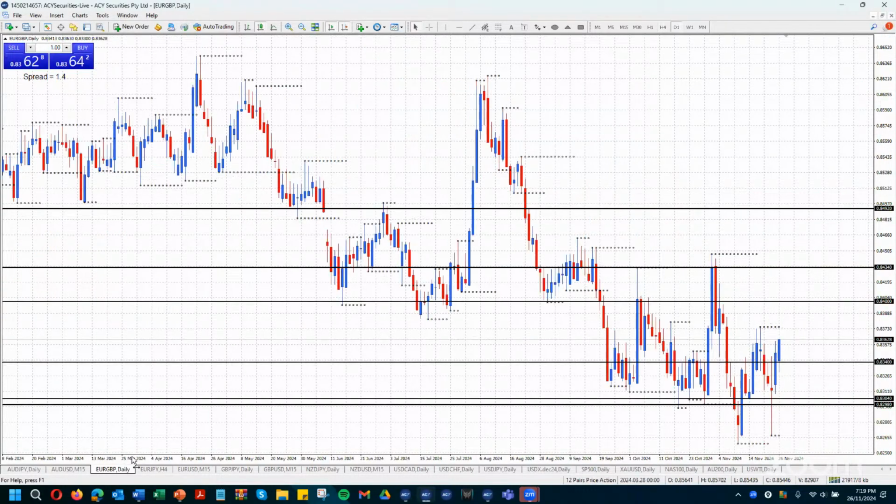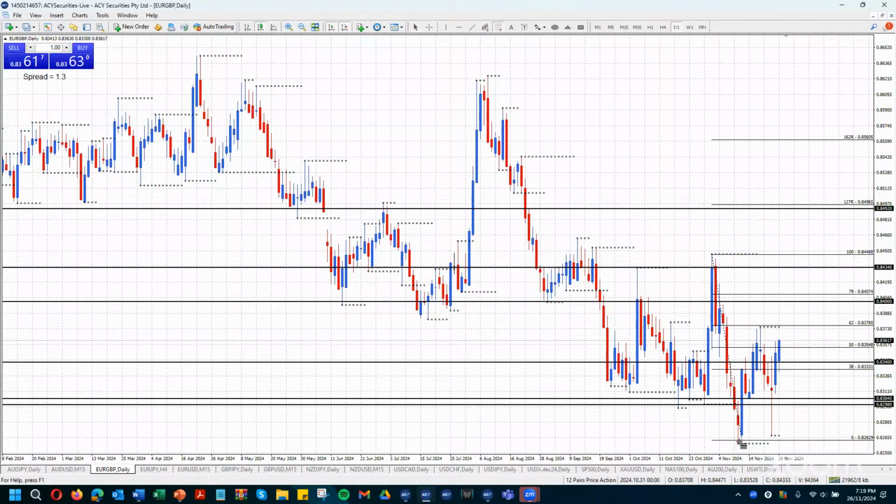Euro pound. It's looking like it's putting a bottom in here, but it is rather choppy. Personally, I'd look at a different pair. And personally, with the longer term trend being down, I would look at this range.